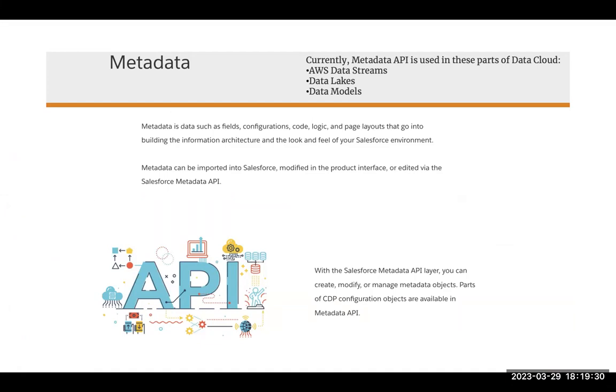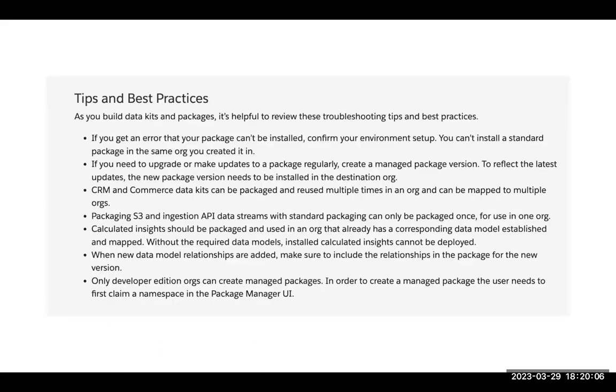designing our APIs or designing our objects, fields. We could extend our metadata API layer to create, modify, or completely manage the metadata objects. Complete parts of your entire Data Cloud configuration objects are available in the metadata API as well. So we should not bother about, okay, these are not available from an API standpoint. No, these are available from an API standpoint as well. That gives a lot of maturity from a product standpoint to define and deliver or modify it at the product interface. And you can edit it via the Salesforce metadata API as well, all these tables. So that's for the metadata API.